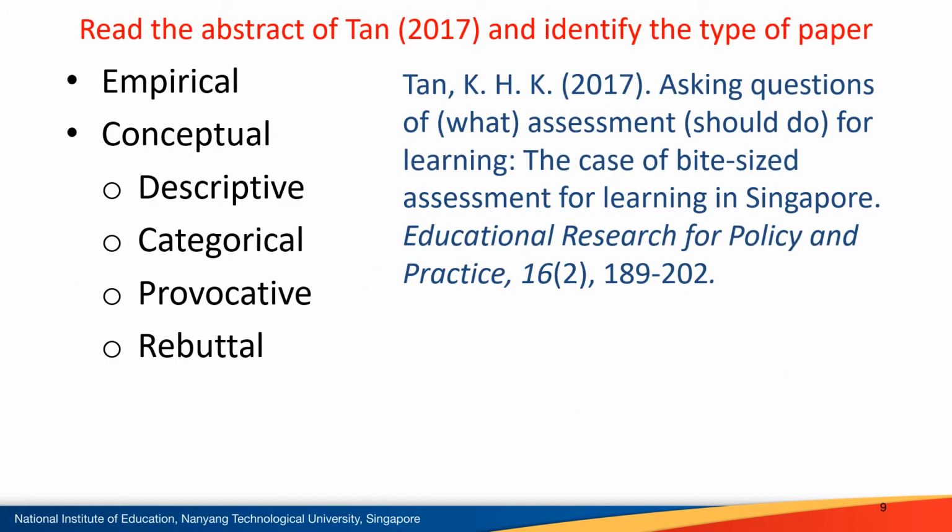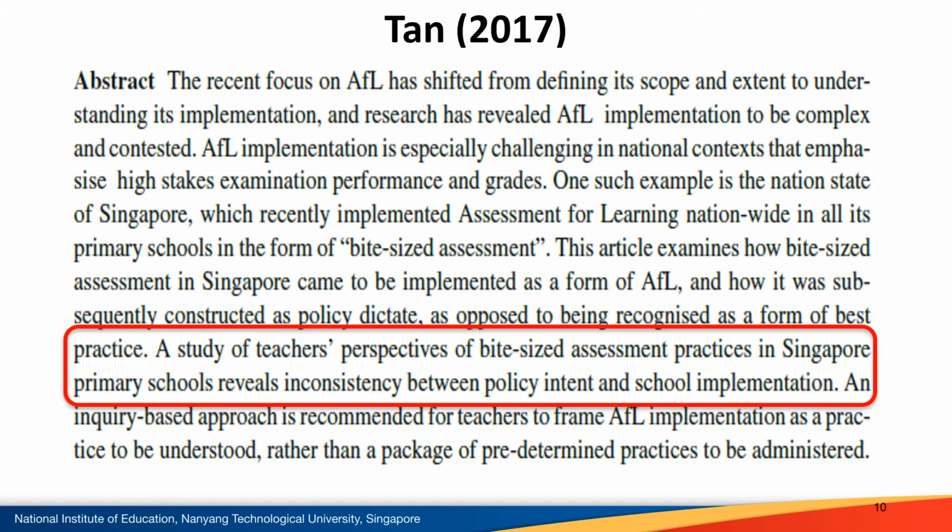So what do you think? Would you agree that Tan 2017 is more an empirical paper? And how can you tell? From just reading the abstract, you know that it is a study of a phenomenon. So it will fall under the category of an empirical study.